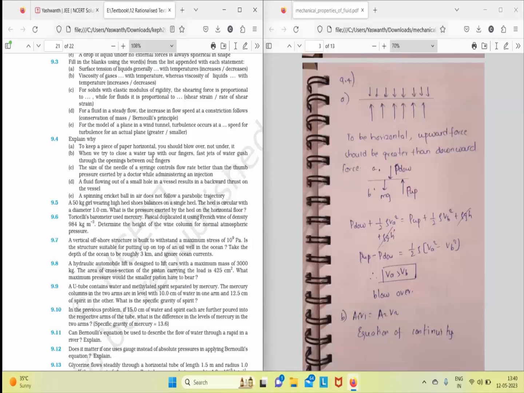The major reason behind this is, here comes the equation of continuity.